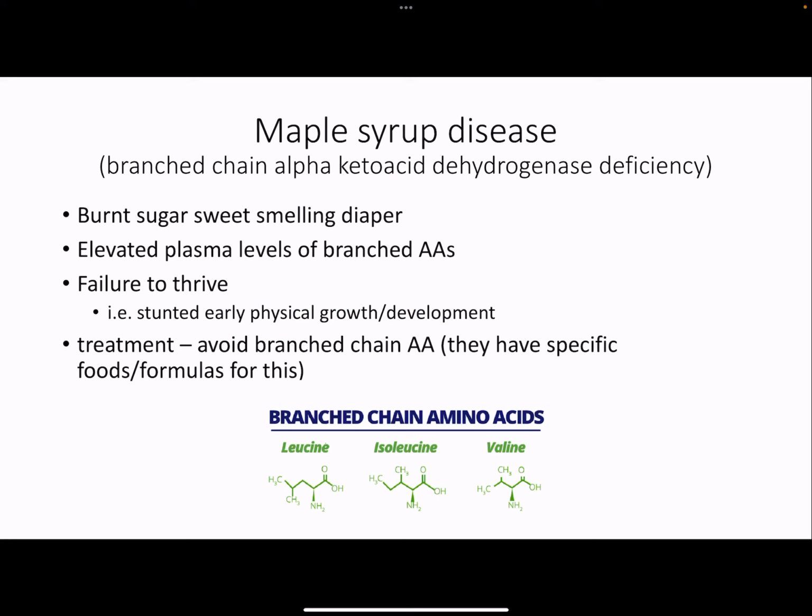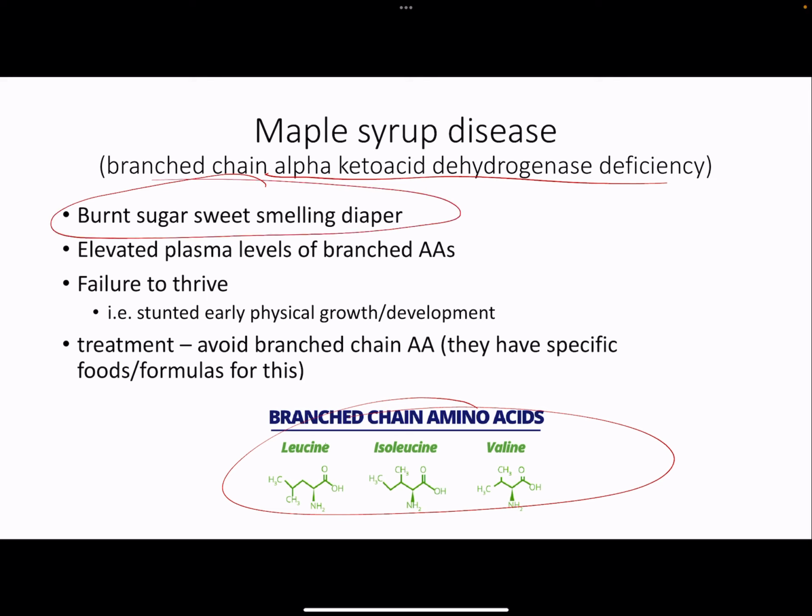Maple syrup disease, so we said that there's a weird way to break down the branched amino acids. We need this enzyme, and you know what? If it doesn't work, you don't have them, and you're going to excrete some of this in the urine. And I don't know who came up with this. I just, what a weirdo. There's a burnt sugar, sweet smelling diaper smell. I don't know, maybe I'm missing something, but that's just a funny, very specific way to describe something. Elevated plasma levels, I think theoretically they can make their way to the urine. Failure to thrive, babies' stunted growth and development. And you could have very specific formulas given to babies where there's just no branched amino acids.